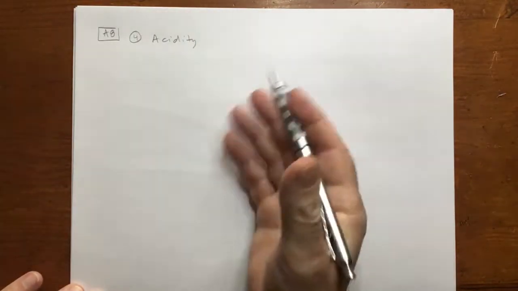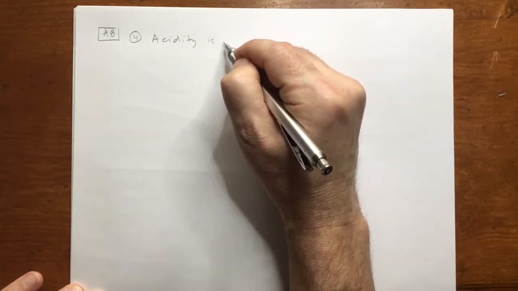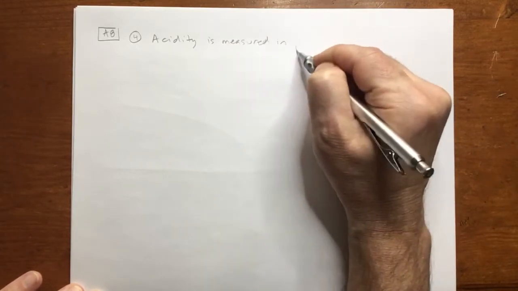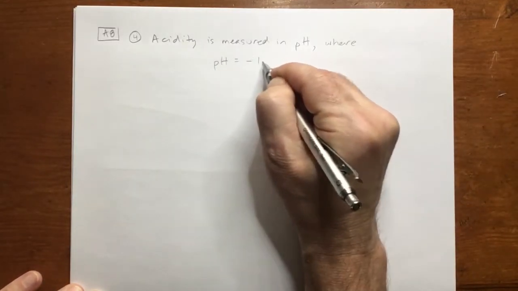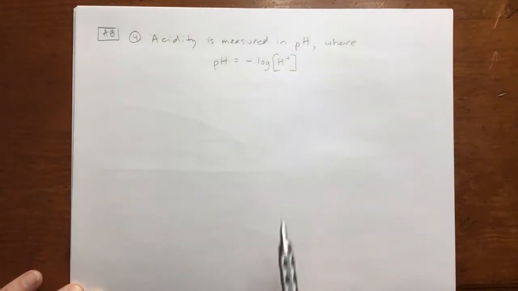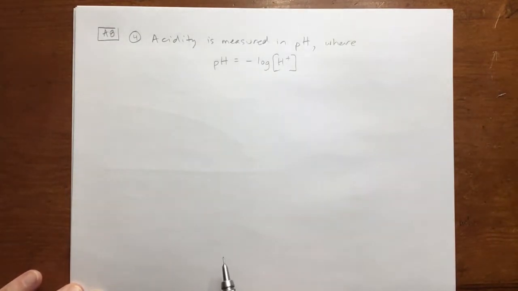Acidity, how acidic something is, or how basic it is, for those of you who have been in chemistry, is measured in pH. So we'll learn what pH actually means, where pH equals negative log of that. So before we look at that, let's look at the logarithm. Note that it's a common log since I didn't write a base. So this is log base 10, and carefully note the negative here.